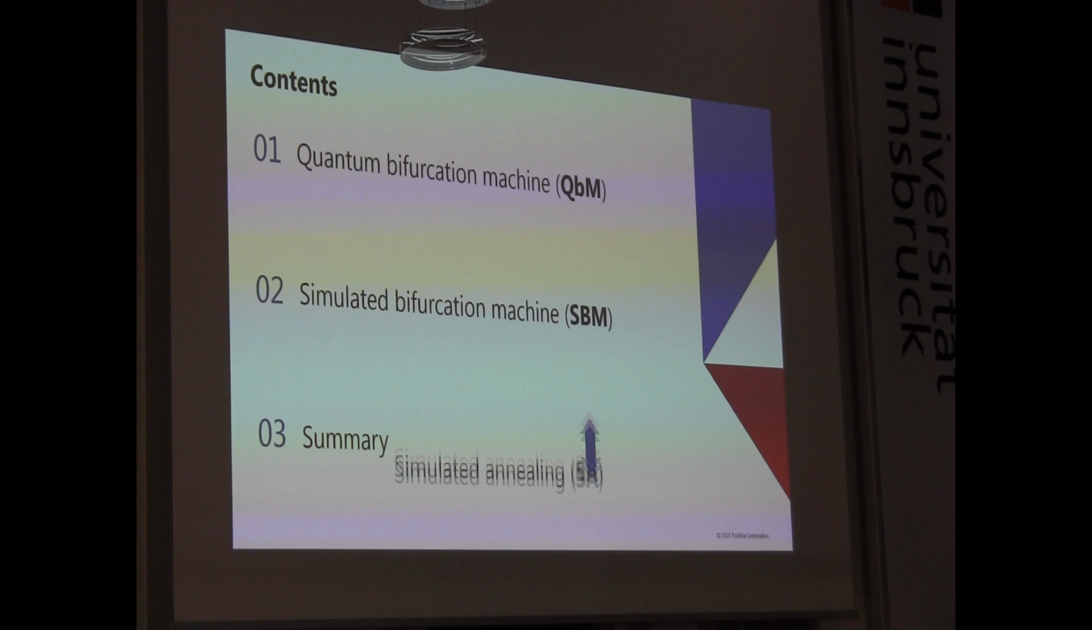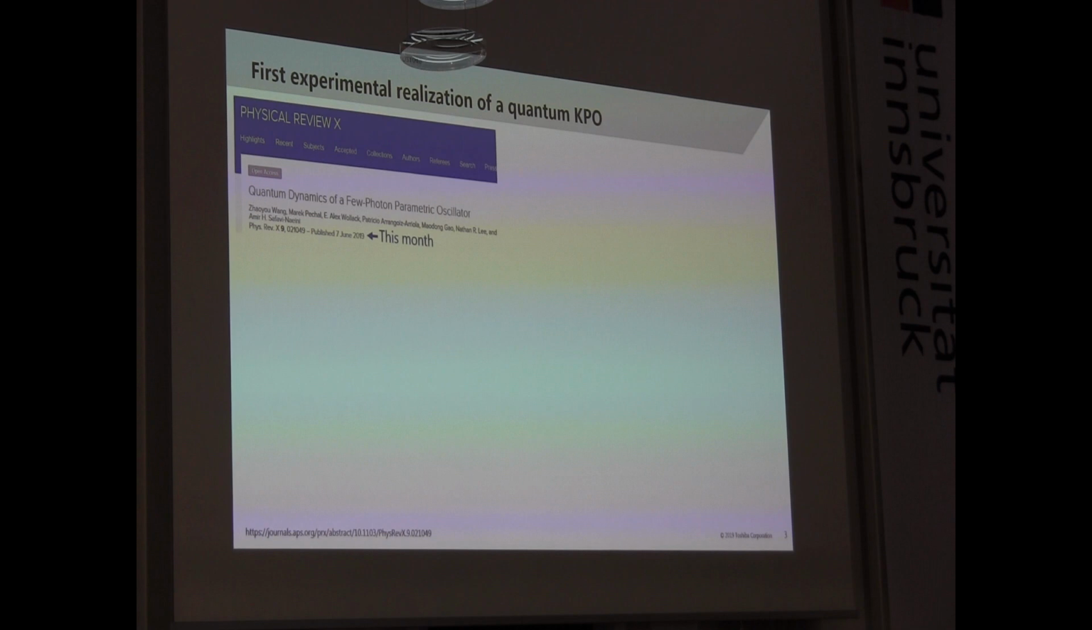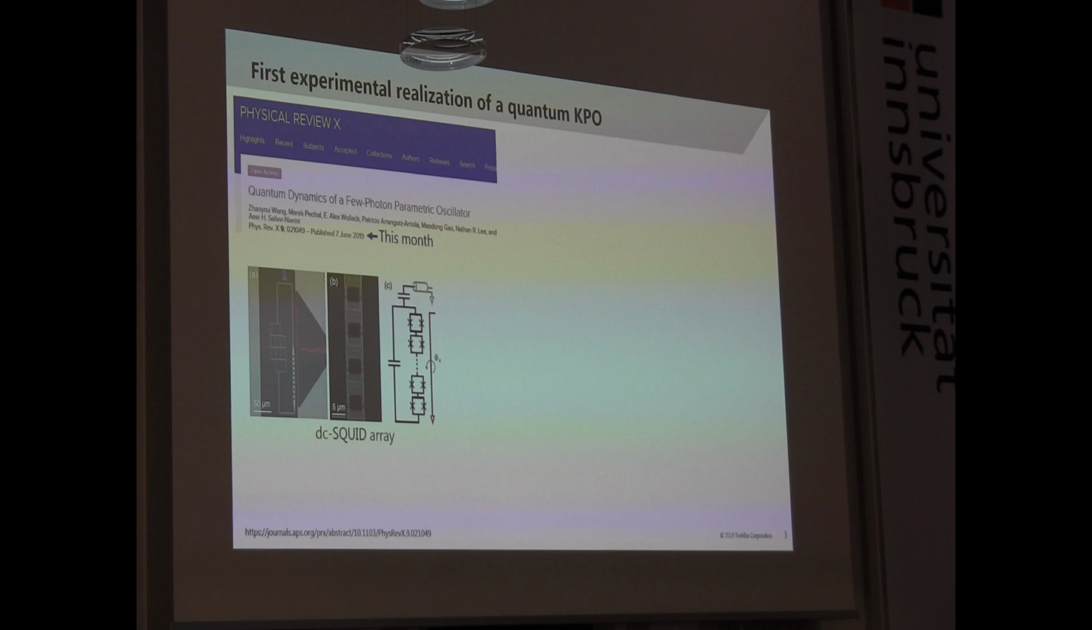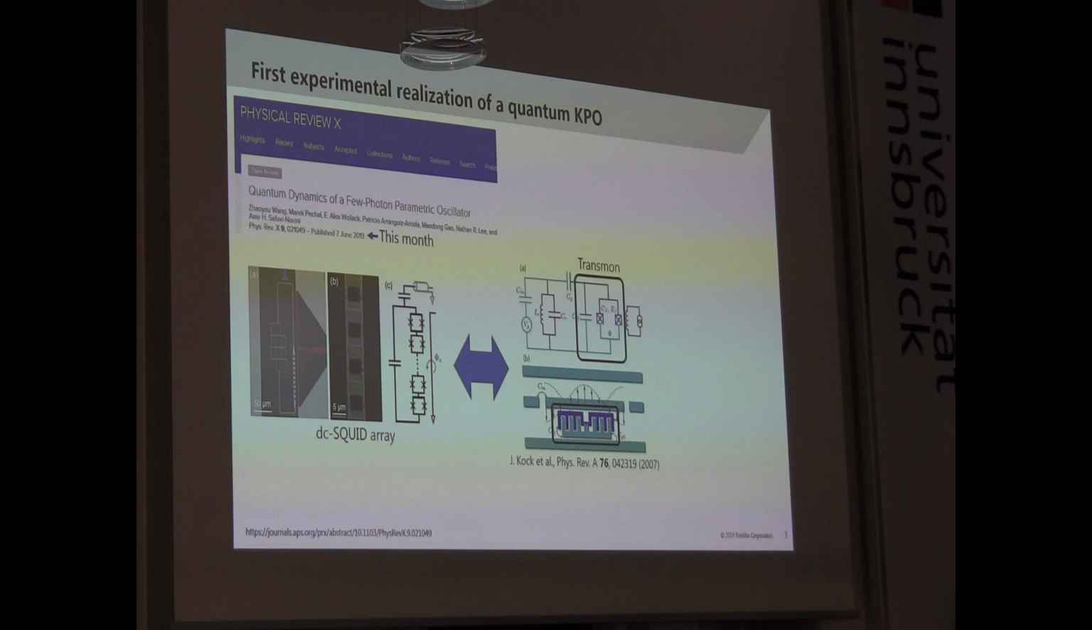Okay, let's start the quantum part. First of all, let me explain the recent PRX paper. This paper was published just this month. In this paper, a group at Stanford University made a very interesting superconducting circuit, including a DC SQUID array. This device is similar to a standard superconducting qubit called transmon.